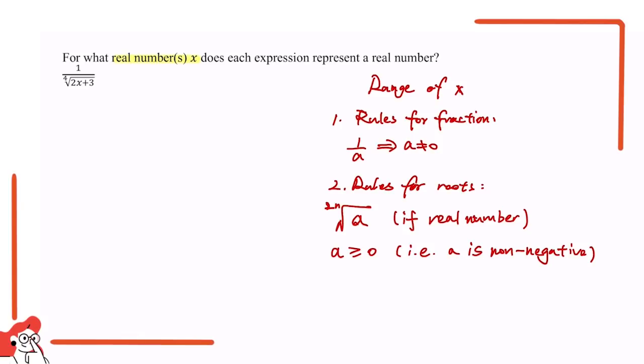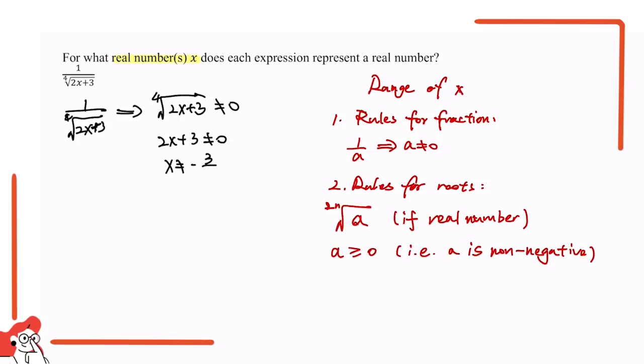Alright, so now let's get back to our problem here. Our problem says 1 divided by the fourth root of 2x plus 3. So firstly, because it's a fraction, it tells us that the denominator cannot be 0. This is going to give us 2x plus 3 is not 0, and this will give us x will not equal to negative 3 divided by 2, okay?